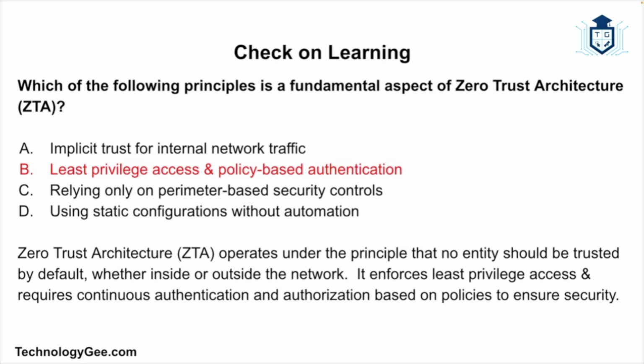So zero trust architecture operates under the principle that no entity should be trusted by default, whether inside or outside the network. It enforces least privileged access and requires continuous authentication and authorization based on policies to ensure security.